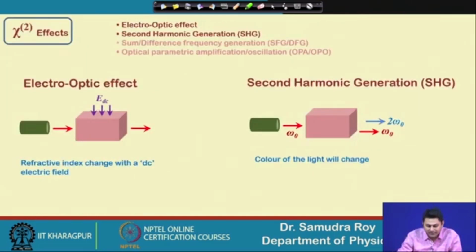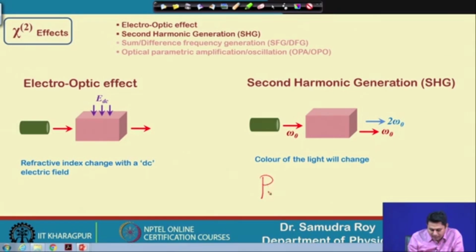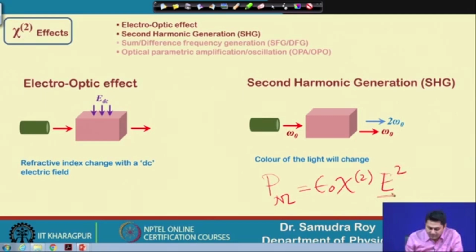Here we are doing the same thing. I am launching an electric field of frequency omega, and under chi2 effect, let me briefly give you the idea. P nonlinear is epsilon 0 chi 2 E square. If E has frequency omega, then E square will have frequency 2 omega. The square term gives rise to the frequency 2 omega.